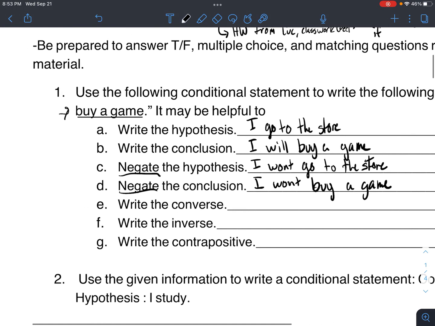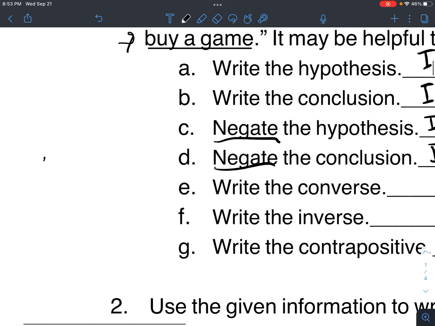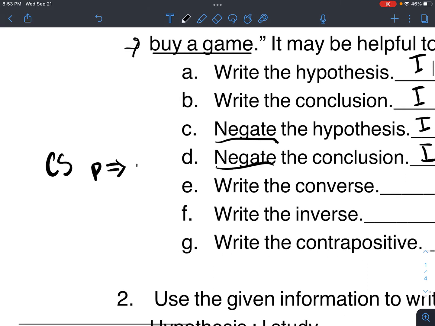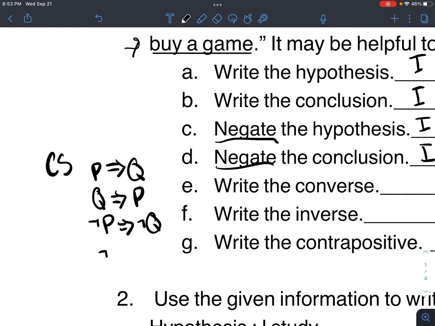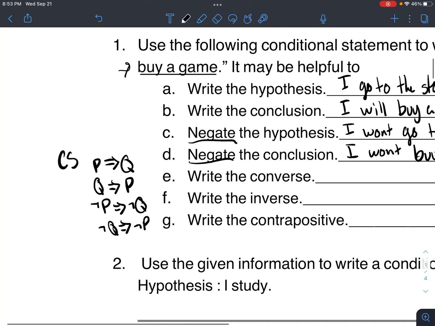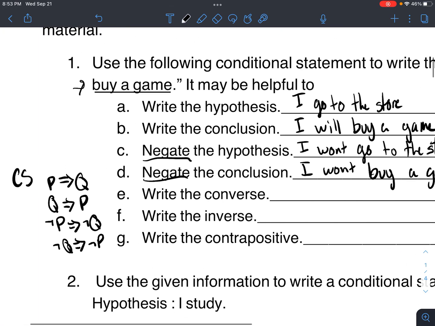Now, when we're talking about the converse, the inverse, and the contrapositive, our conditional statement is P and Q. So if P, then Q. The converse is going to be if Q, then P. The inverse is negating our conditional, or negating each part, I should say. And then lastly, the contrapositive is flipping the inverse. So it's just a series of negating and then flipping things. Then all we're going to do is just write it out.